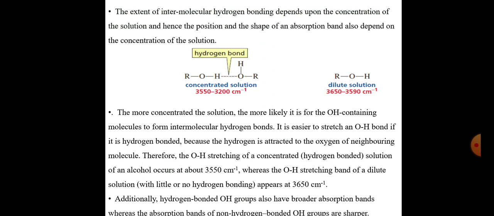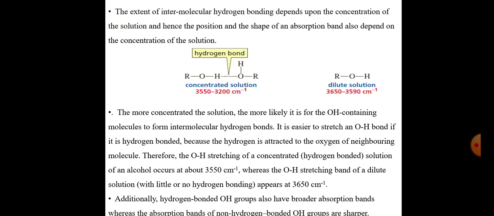See the first structure. In a concentrated solution of primary alcohol, the oxygen atom of one alcohol interacts with the hydrogen atom of another alcohol to form intermolecular hydrogen bonding. When there is intermolecular hydrogen bonding, the OH is observed at 3550 to 3200 cm⁻¹, at a lower wave number compared with the free OH group.